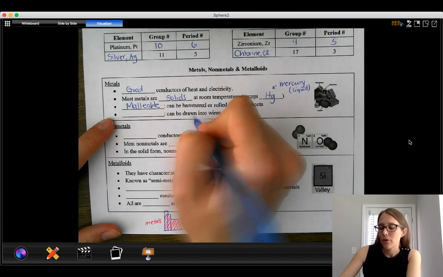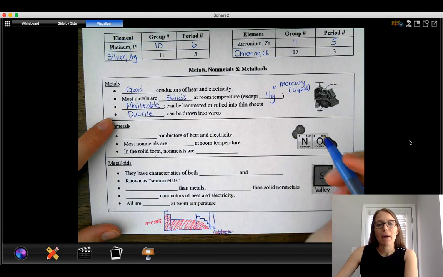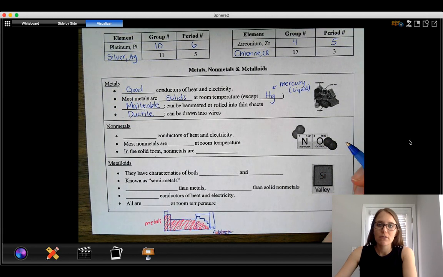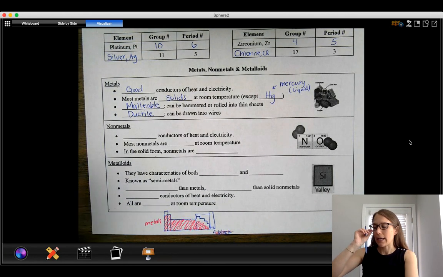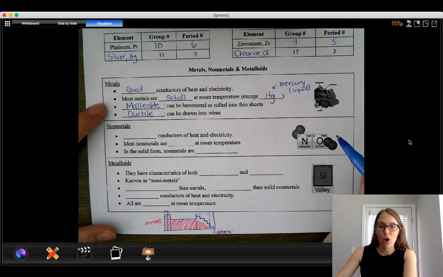Okay. Another vocab term is ductile, which means that metals can be stretched out into wires. And that's how they make electrical wires. By pulling on the metal, it doesn't just break. It can be rolled out and stretched. Okay. So this is true for all metals on the periodic table.